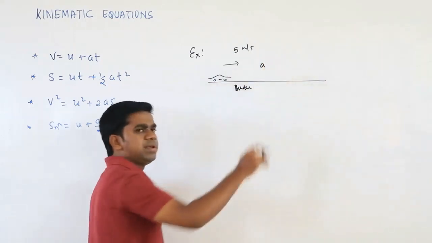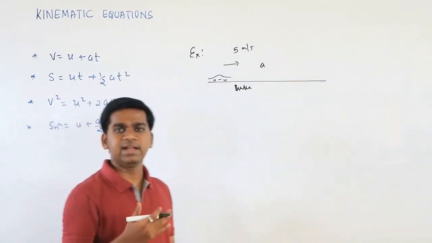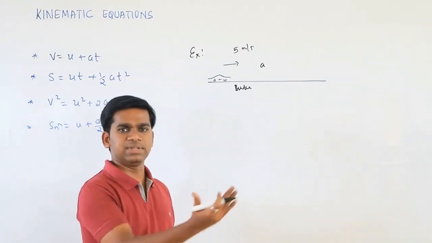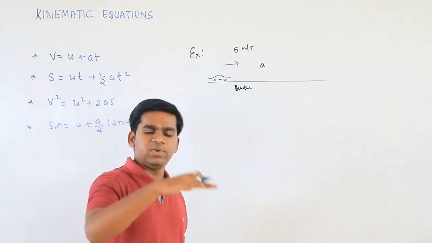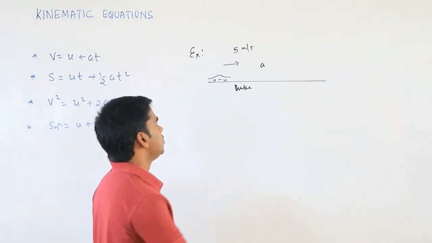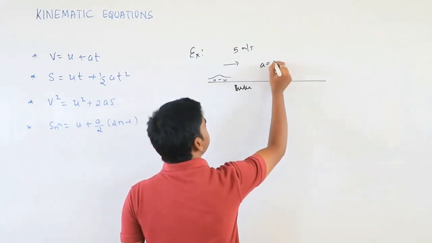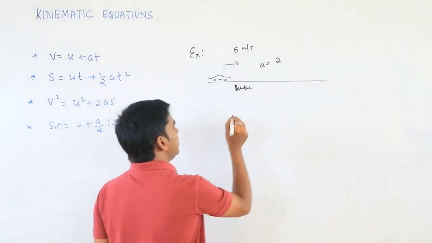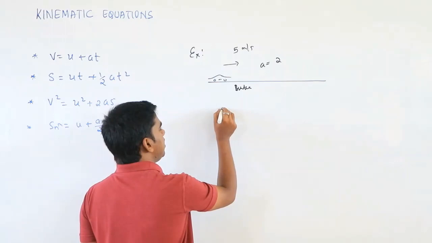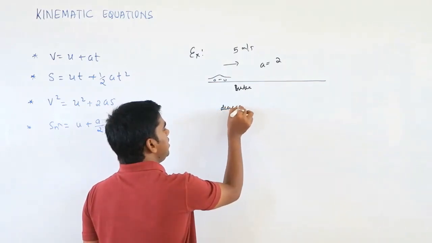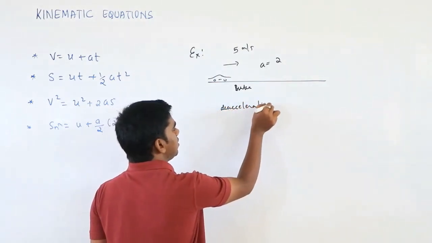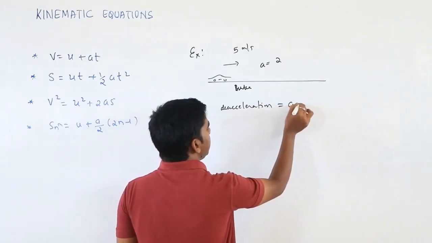Acceleration becomes deceleration, retardation, or negative acceleration. It will start opposing, because your vehicle's velocity is decreasing. So the acceleration they have given, say 2, is not acceleration. It is retardation or deceleration. So that means a equals what you have to take?